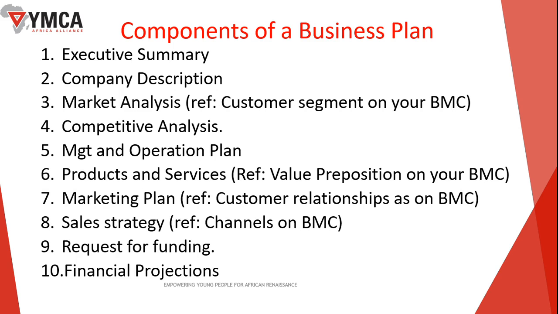The components of a business plan are about 9 to 10 of them, but they can be reduced to a few components depending on how you develop your business plan. Some sections can be merged and collapse into one another, also depending on the audience that your business plan is intended for. So the first component is the executive summary, and then the company description. The market analysis will be populated in reference to the customer segment on your business model. Then the competitive analysis, the management and operation plan, that is the entire structure of your personnel that will be engaged in your business.